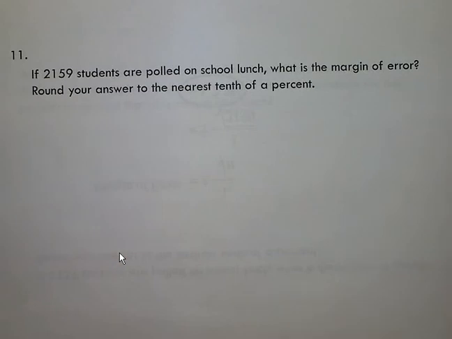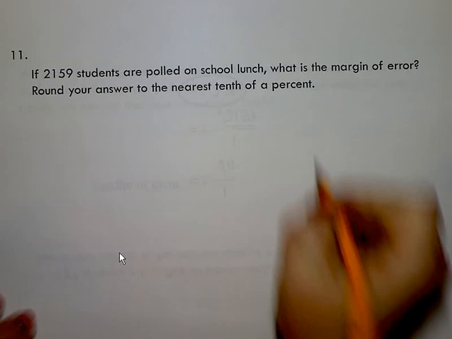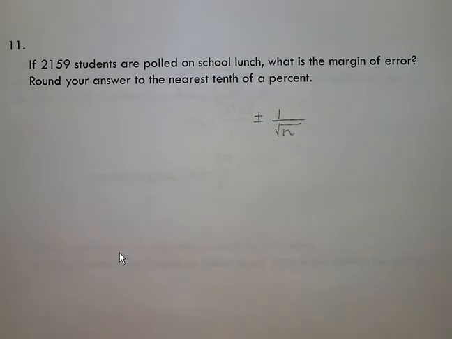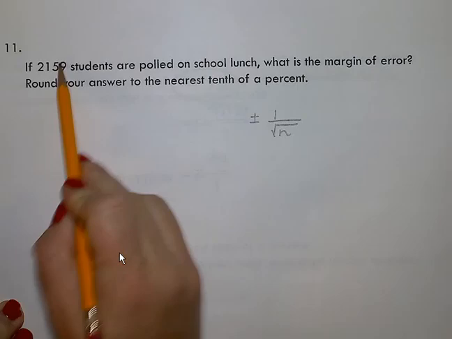This is another formula you are going to have to memorize, just like the Z-scores. So margin of error. What does margin of error mean? The more people you survey, the more results you accumulate, the more accurate your results are. So the more people you survey, the lower the margin of error. The fewer people you survey, the higher the margin of error. The N represents the number of people that are polled or surveyed.